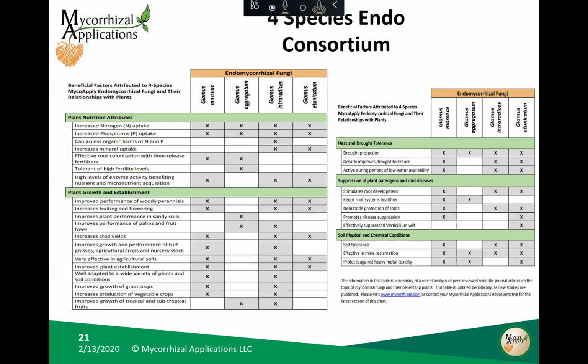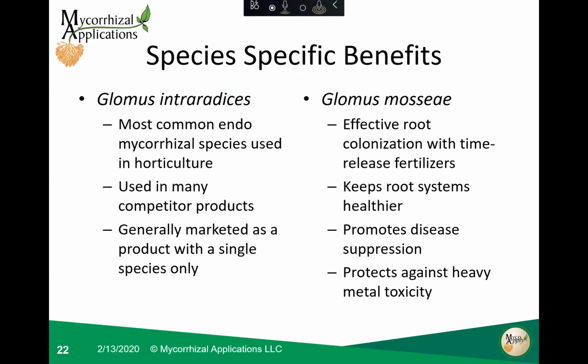If we look right here, this is another one of those documents that you can go on our website and find. It's available for you to click on and read up on. I took this page and went through some of the highlights. Glomus intraradices, again, is the most common species used in horticulture, and it's what our competitors are using. It is a little different from the others. Glomus mosseae has been shown to be effective at root colonization with time-release fertilizers. It promotes disease suppression, protects against heavy metal toxicity, and keeps a healthier root system. All of these are scientifically documented and were not found in Glomus intraradices.